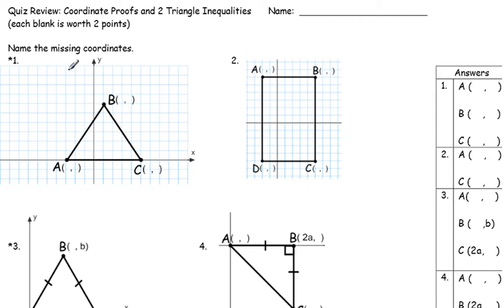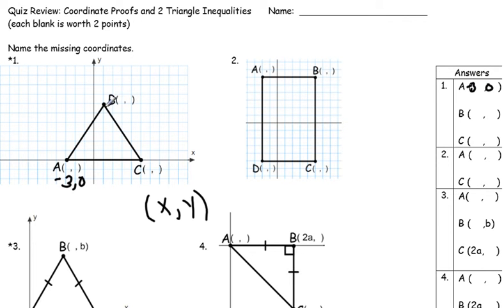Okay, number 1, naming the missing coordinates. Remember, this is your x-axis, this is your y-axis vertically. And when you're naming a coordinate, you always name your x-coordinate first and then your y-coordinate. So for point A, we go x-axis 1, 2, 3, but to the left, so it's a -3. And we don't go up or down any on the y-axis, so -3, 0.